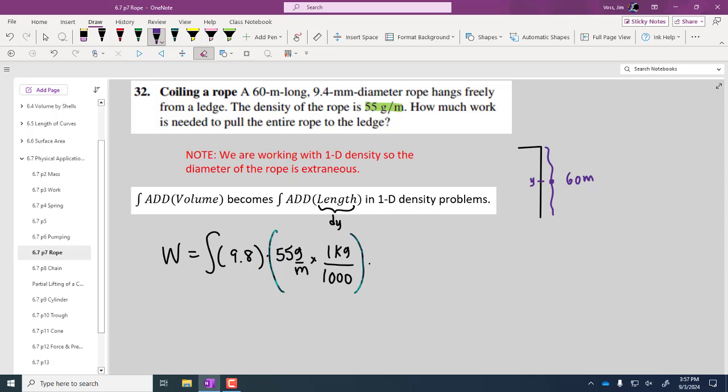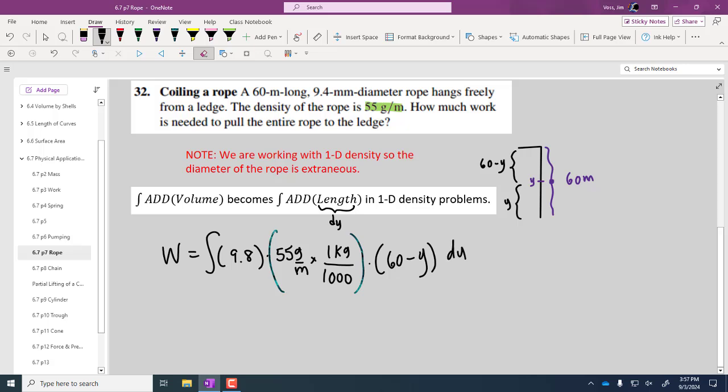And so acceleration, density, distance. How far does that point of rope have to travel to get to the top where it's being pulled up? 60 minus y. That is going to be the distance traveled. Right? This distance is y here. This distance right there has to be 60 minus y. So there's our ADD.